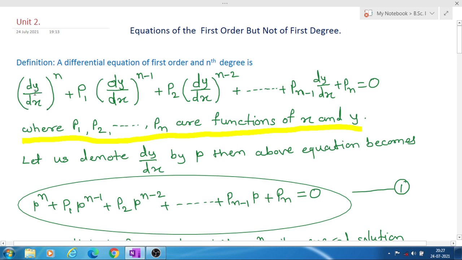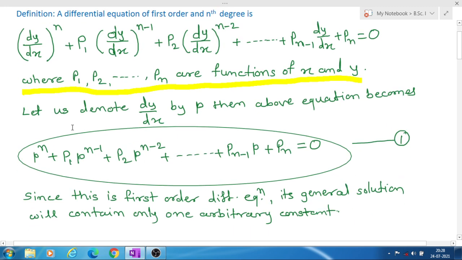So see here, the order of the differential equation is first order but the degree of the differential equation is n, the highest degree of each term. If we compare each term, then the highest degree in this equation is n. Therefore this is a first order and nth degree differential equation. Now in this equation P1, P2, ... Pn, these are all functions of x and y.